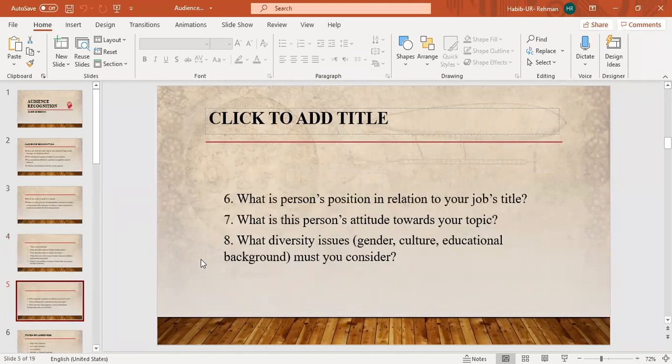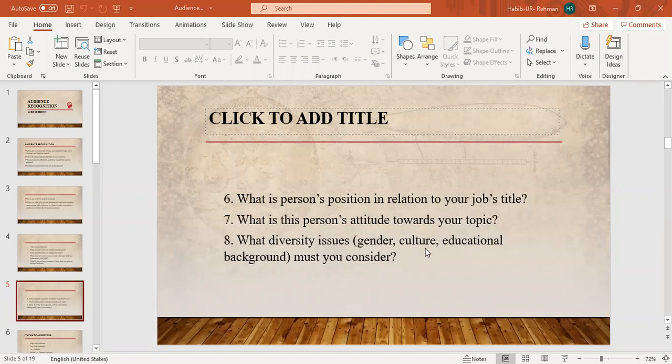We also need to understand what the person's position is in relation to your job title. Whom are you writing to, and how is he related to you and your job or your career? What connection do you have with the receiver, whether he is your boss, your friend, your supervisor, or your subordinate? Who is the person? What is the nature of the relationship between you and that person? You need to understand that as well. Then, what is the person's attitude towards your topic?